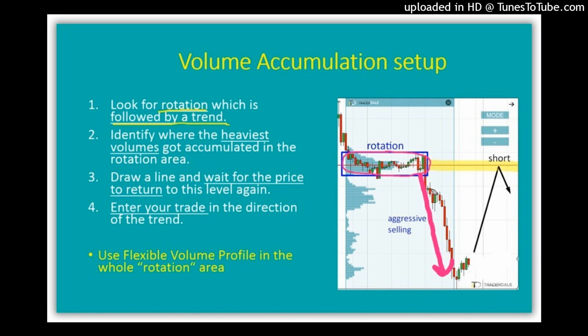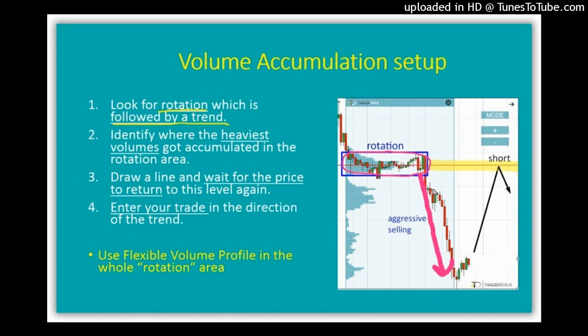But if there is selling activity after the rotation, you can tell that in this place sellers were accumulating their selling positions. If there was an uptrend afterwards, after the rotation, then it was buyers who were accumulating their positions there. Alright, so you can tell by the movement which occurs afterwards.